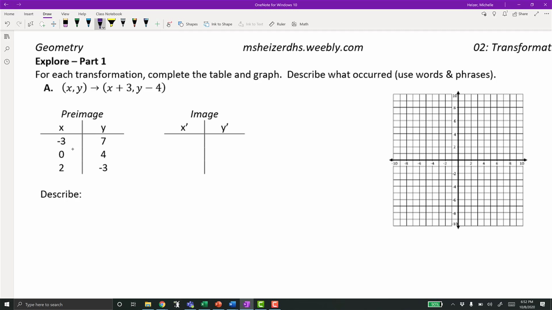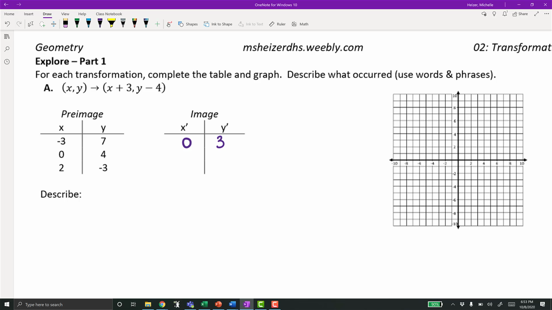So here's our first pre-image point, negative 3, 7. What this transformation says to do is add 3 to x and subtract 4 from y. So my x value is negative 3 plus 3, that would be 0. And then my y value is 7, 7 minus 4 is 3. So that's my first image point.